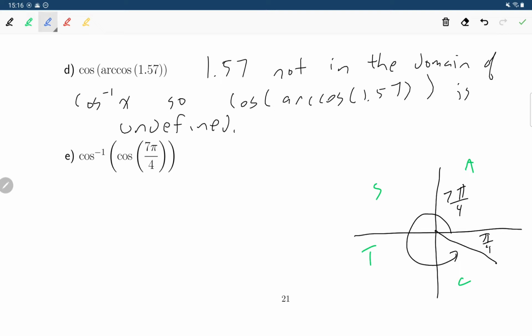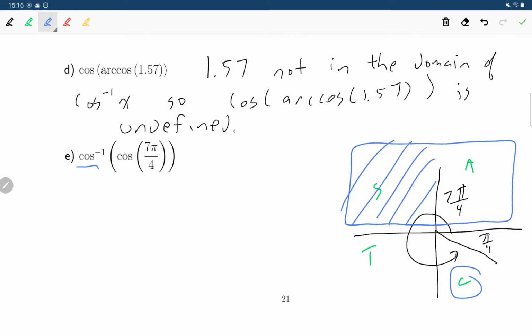Now, again, a reminder that cosine inverse is restricted to giving you values in quadrant 1 or quadrant 2. So we're not going to get 7 pi over 4 as our output here. We're going to have to get something in quadrant 1 or quadrant 2. And since we're in a quadrant where cosine is positive, the answer is not in quadrant 2, because that's where cosine happens to be negative. So we're going to get an angle in quadrant 1 that has the same value as cosine of 7 pi over 4, an angle with the same reference angle as 7 pi over 4.